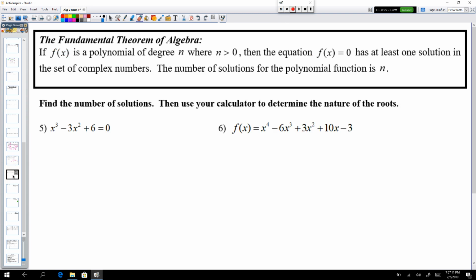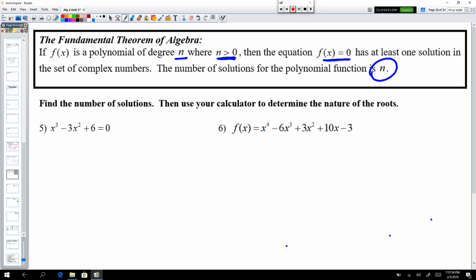Alright, the next theorem we will talk about is one of my very favorites, and that is the fundamental theorem of algebra, or FTA. And this seems like the most reasonable one to me. It says if you have a polynomial that has a particular degree, and let's call that degree n, as long as its degree is bigger than 0, then that equation, when you set that polynomial equal to 0, it has at least one solution in the set of complex numbers.